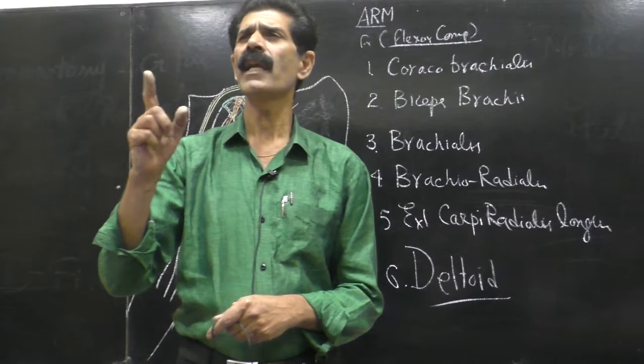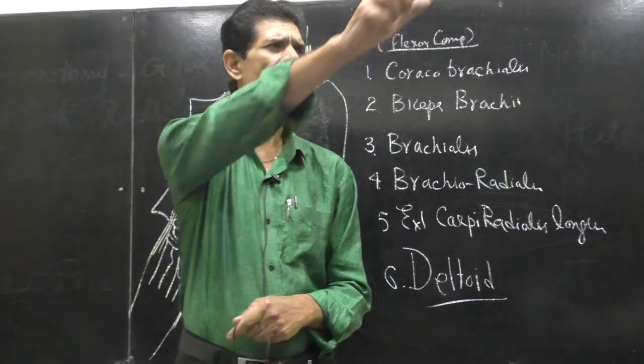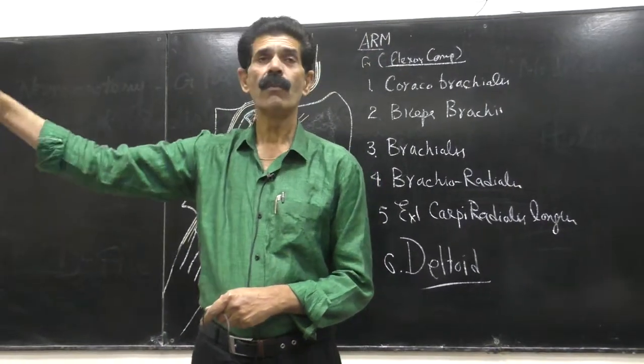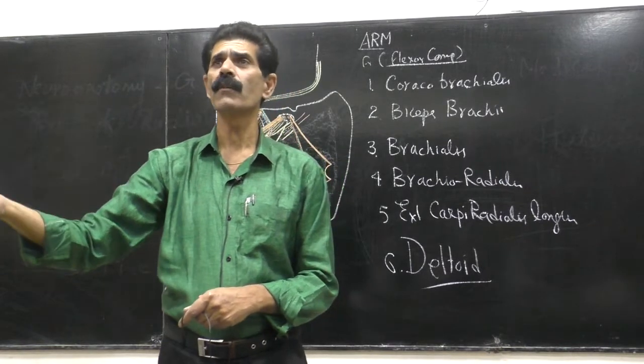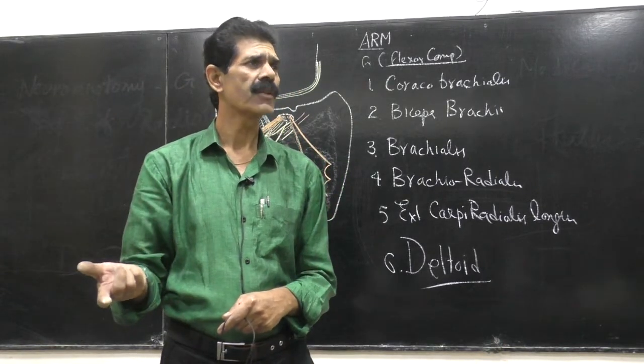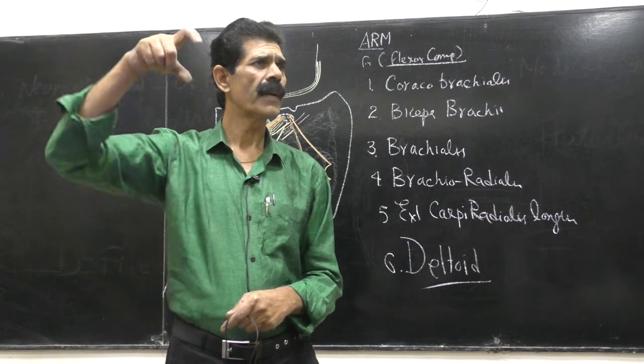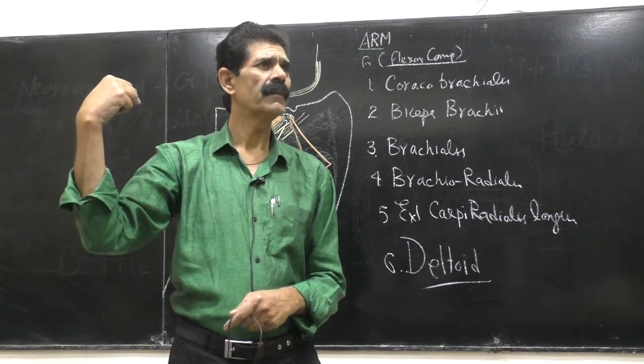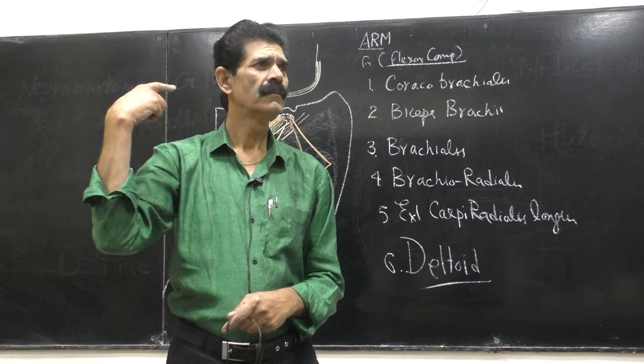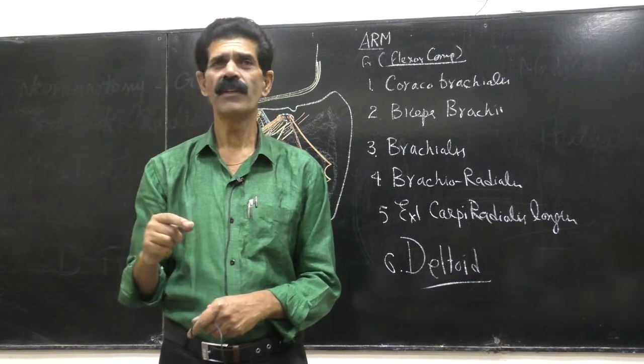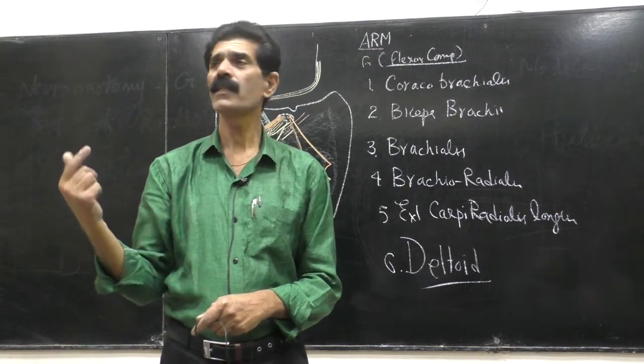Secondly, it is a multi-axial joint. You can move the shoulder joint in any direction. So the more the movement, the more the gyration, the more the chances of dislocation. So why has the long head of the bicep made the intracapsular origin? To give the stability. That is the reason why it is so.